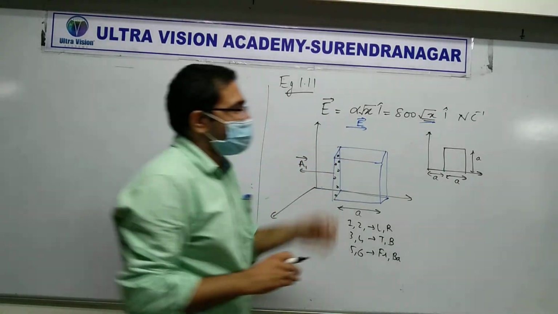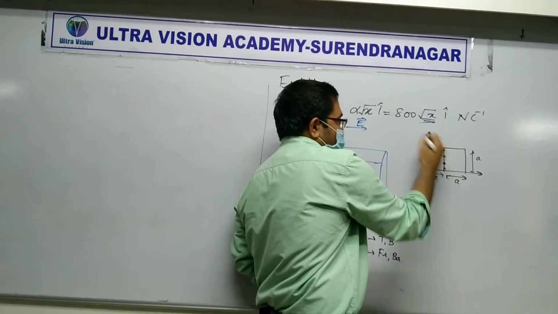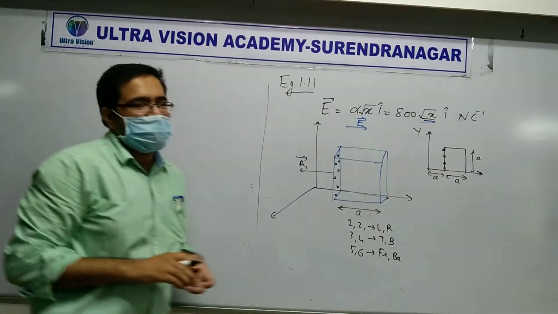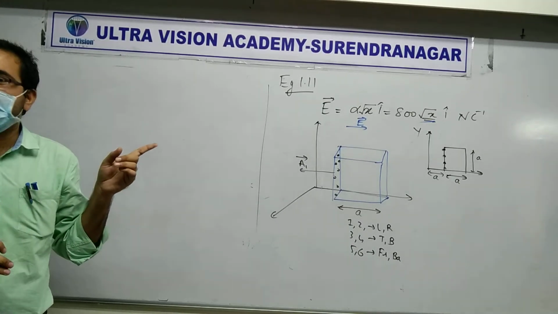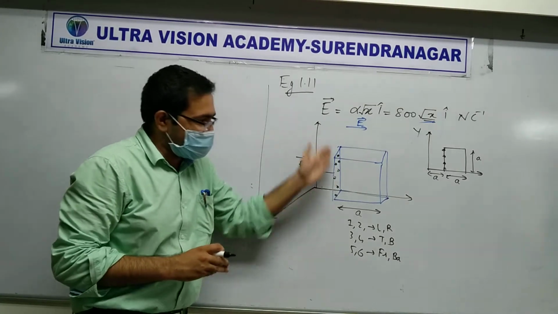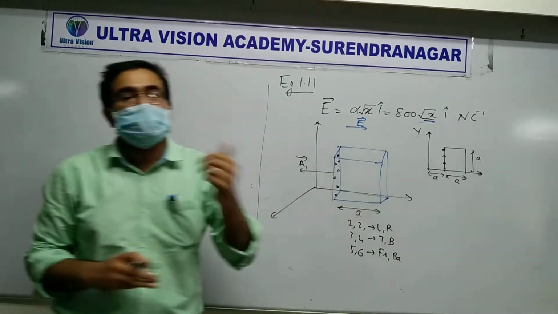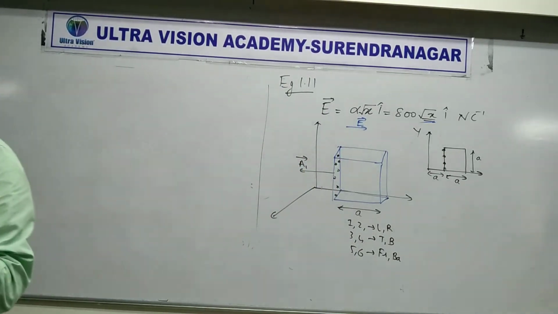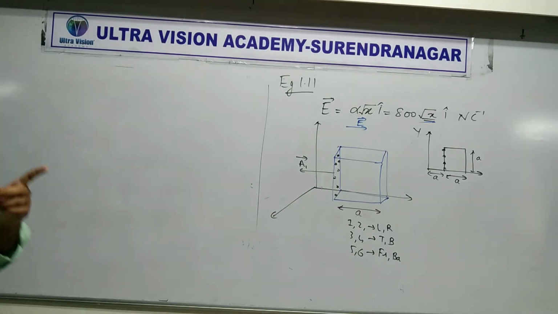I hope you are seeing that. All the points on this surface, the left side surface, have the same x coordinate. How much? A. Is that clear? x equal to A.